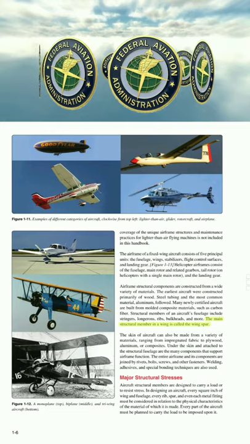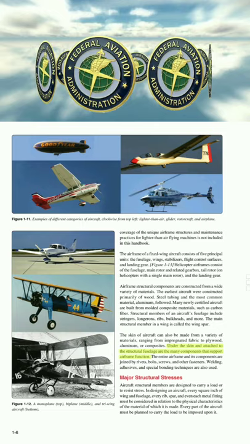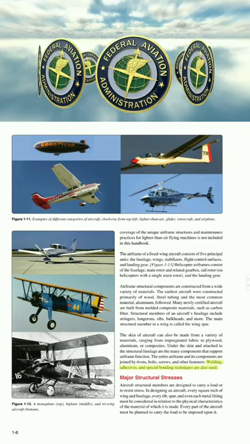The skin of aircraft can also be made from a variety of materials, ranging from impregnated fabric to plywood, aluminum, or composites. Under the skin and attached to the structural fuselage are the many components that support airframe function. The entire airframe and its components are joined by rivets, bolts, screws, and other fasteners. Welding, adhesives, and special bonding techniques are also used.